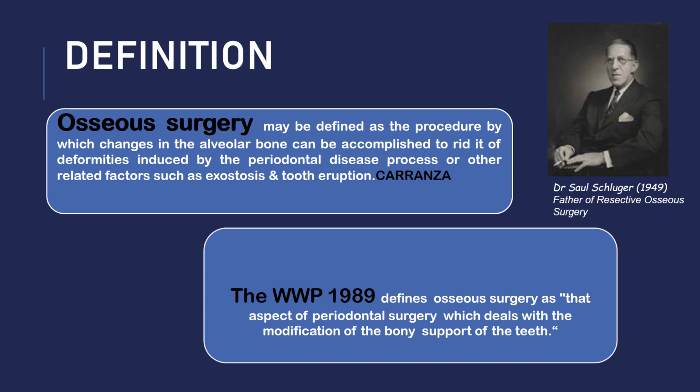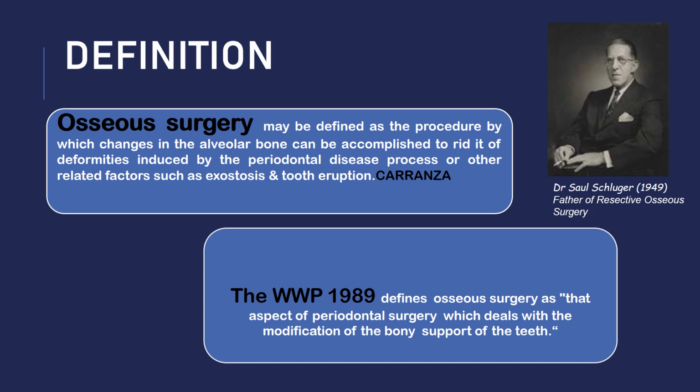So coming to the definition of osseous surgery given in Carranza, this is defined as a procedure by which changes are made in the alveolar bone. So we are making changes on the alveolar bone to get a physiological bone form. This can be accomplished to rid it of deformities induced by the periodontal disease process or other related factors such as exostosis and tooth eruption. Dr. Sol Schluger, in 1949, is known to be the father of resective osseous surgery.